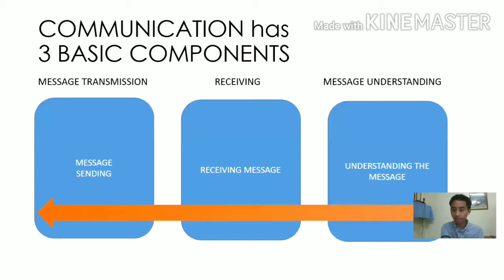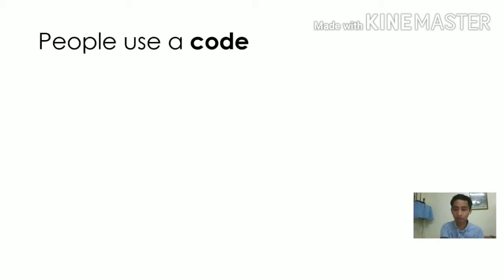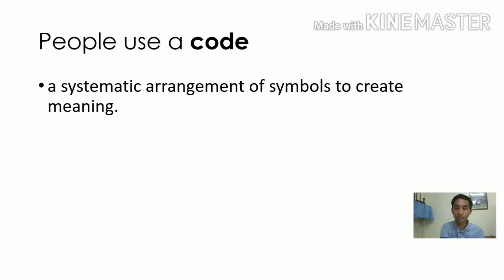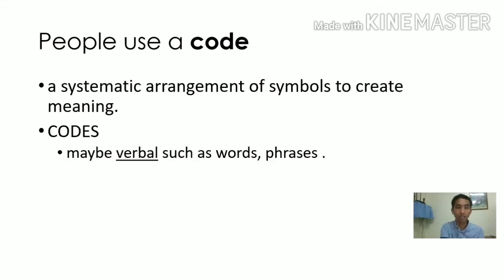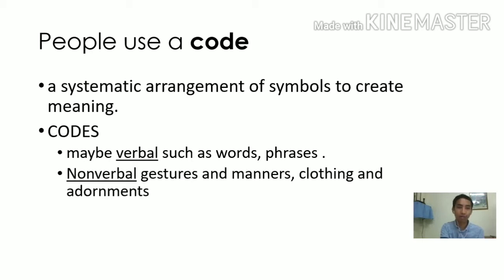Information theorists have added somewhat more complicated language. That's why people use a code. So what is a code? This is a systematic arrangement of symbols to create meaning. Codes may be verbal, such as words, phrases, or sentences, or non-verbal, such as gestures and manners, like clothing and adornment. For example, when you see a wealthy individual, you expect him to wear suits, but for special occasions, you need to wear formal dress.